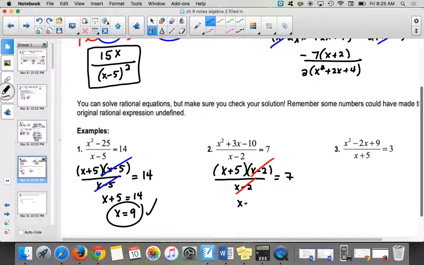So we have x plus 5 equals 7. Thank you. So I get x equals 2. But you should still go back and check. Okay, what happens if you check 2?